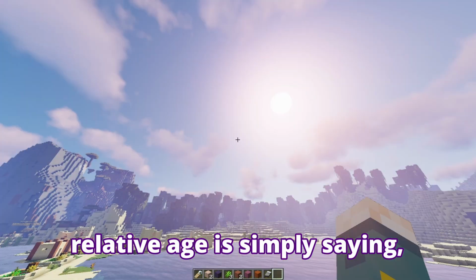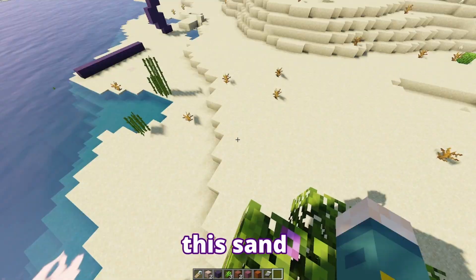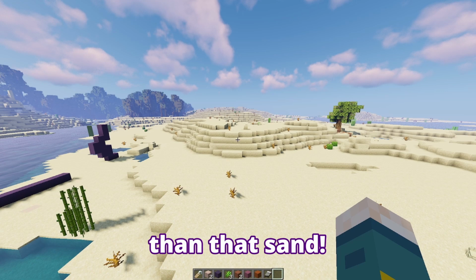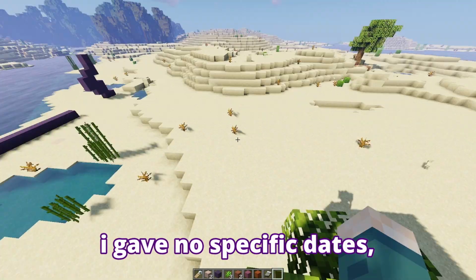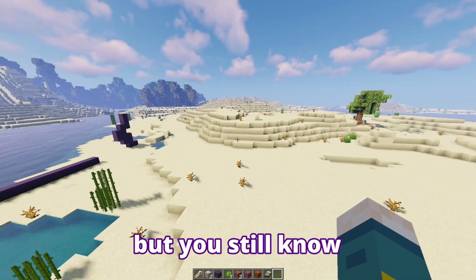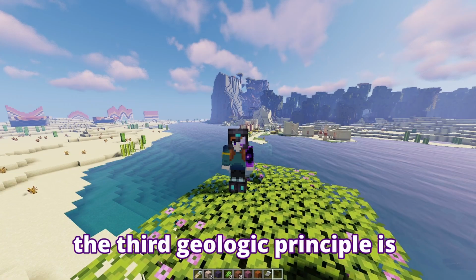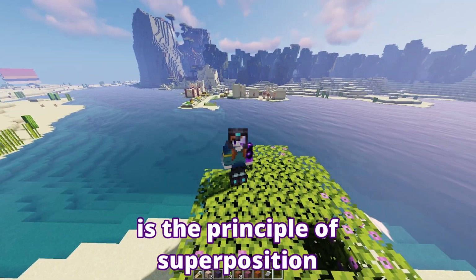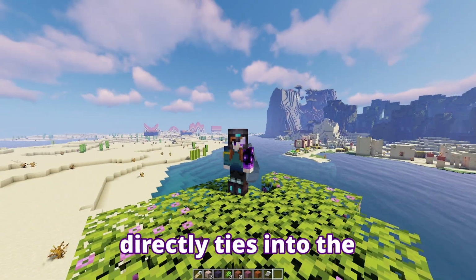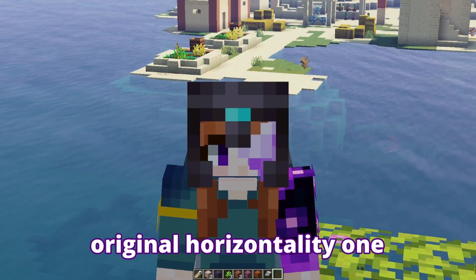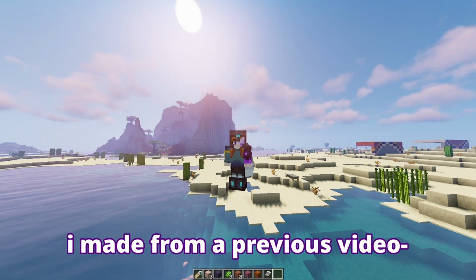Relative age is simply saying this sand is older than that sand, or vice versa. As you can see, I gave no specific dates, but you still know the relative age compared to that. The third geologic principle is the principle of superposition, and this principle directly ties into the original horizontality one. Here's an example I made from a previous video.